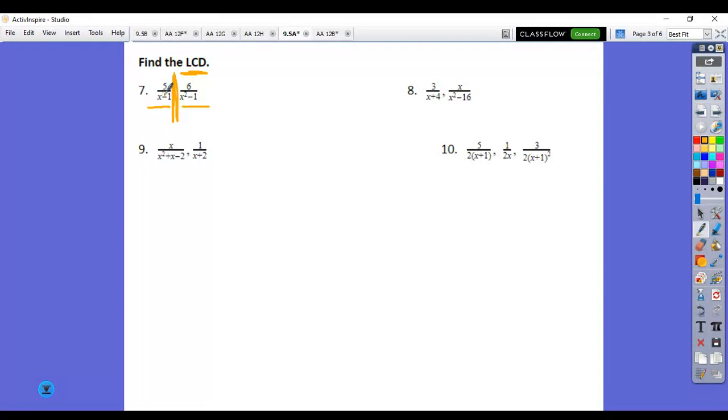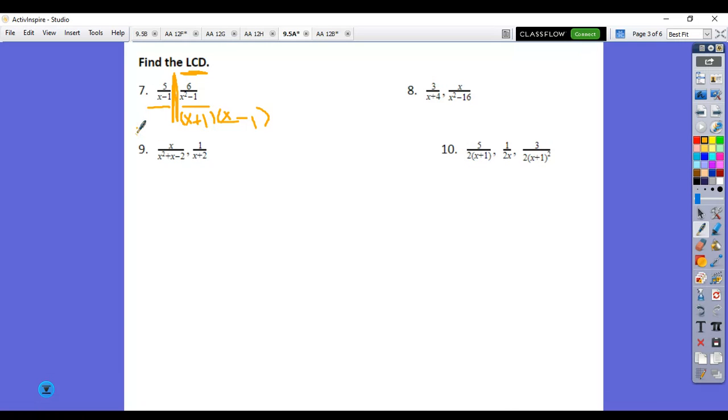So first, the first fraction is already factored. My denominator, x plus 1. My second denominator, this is the difference of two squares. So I need 2 parentheses, x and x, plus 1, minus 1. 1 is a perfect square, so 1 and 1, 1's a plus, 1's a minus.